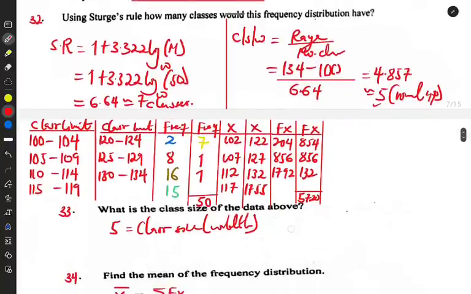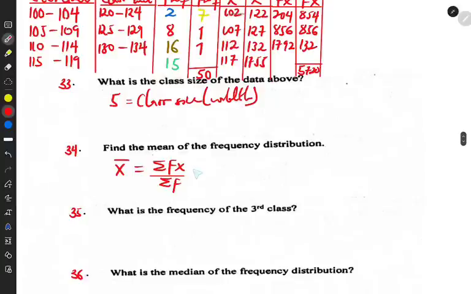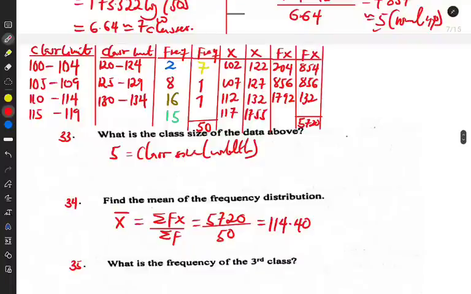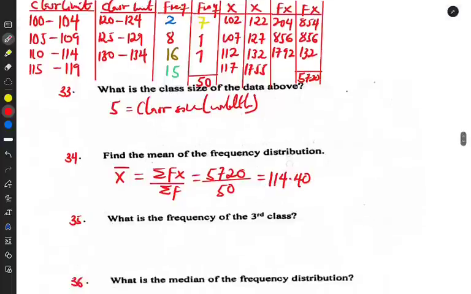So having gotten that, then we can say that our mean should be equal to 5720 divided by the summation f, which is 50. So you're supposed to get a value of 114.40. So that becomes the mean value for this set of data that we are in the process of constructing the full set of variables. So that becomes question 34.